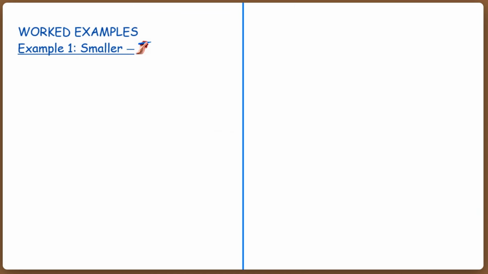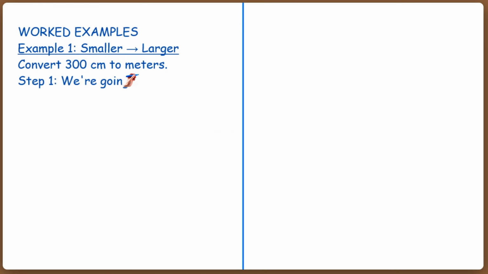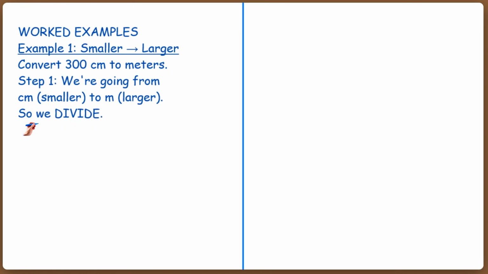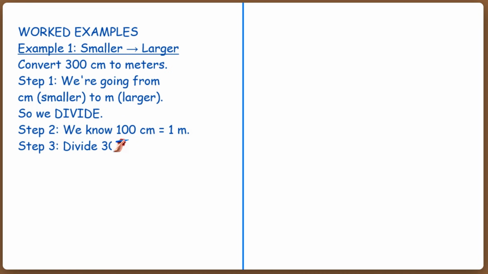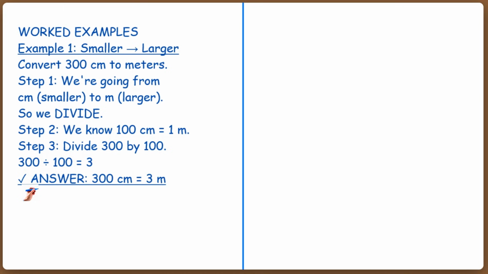Worked examples. Example 1. Smaller to larger. Convert 300 centimeters to meters. Step 1. We are going from centimeters, which is smaller, to meters, which is larger, so we divide. Step 2. We know that 100 centimeters equals 1 meter. Step 3. Divide 300 by 100. 300 divided by 100 equals 3. Answer: 300 centimeters equals 3 meters.